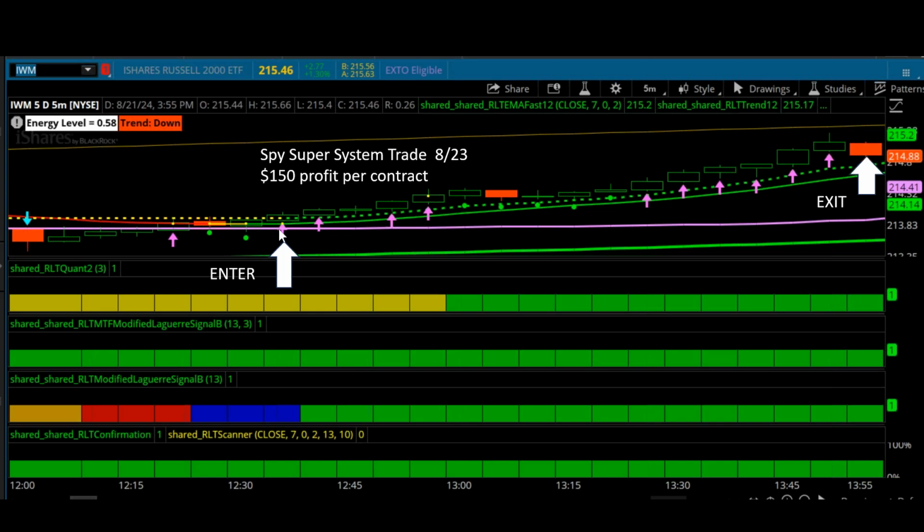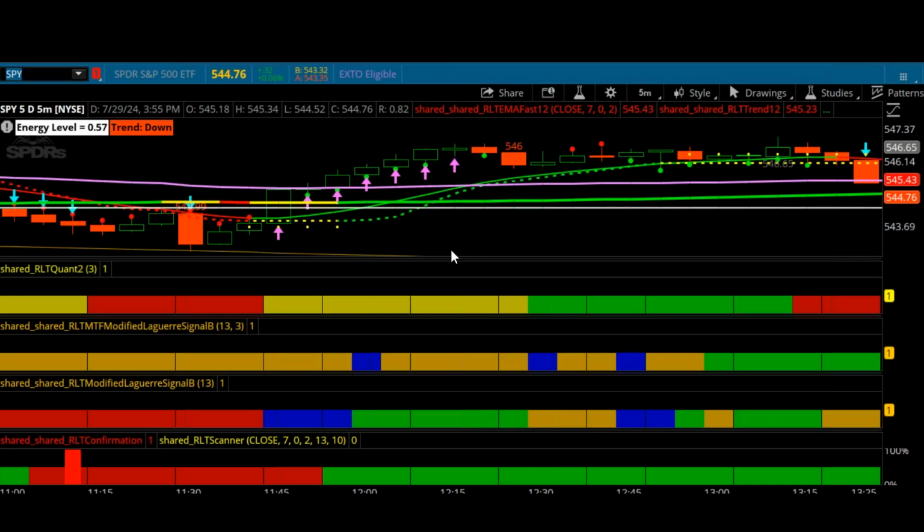I think you can see what I'm talking about here. There's a SPY super system trade right there, $150 of profit off of the IWM. Compression was blue, so it's bullish. We take it here as it breaks above the 15, pop out of the box, we grab it, and we stay in it as long as it stays above the 15. All right, so that's what they look like.